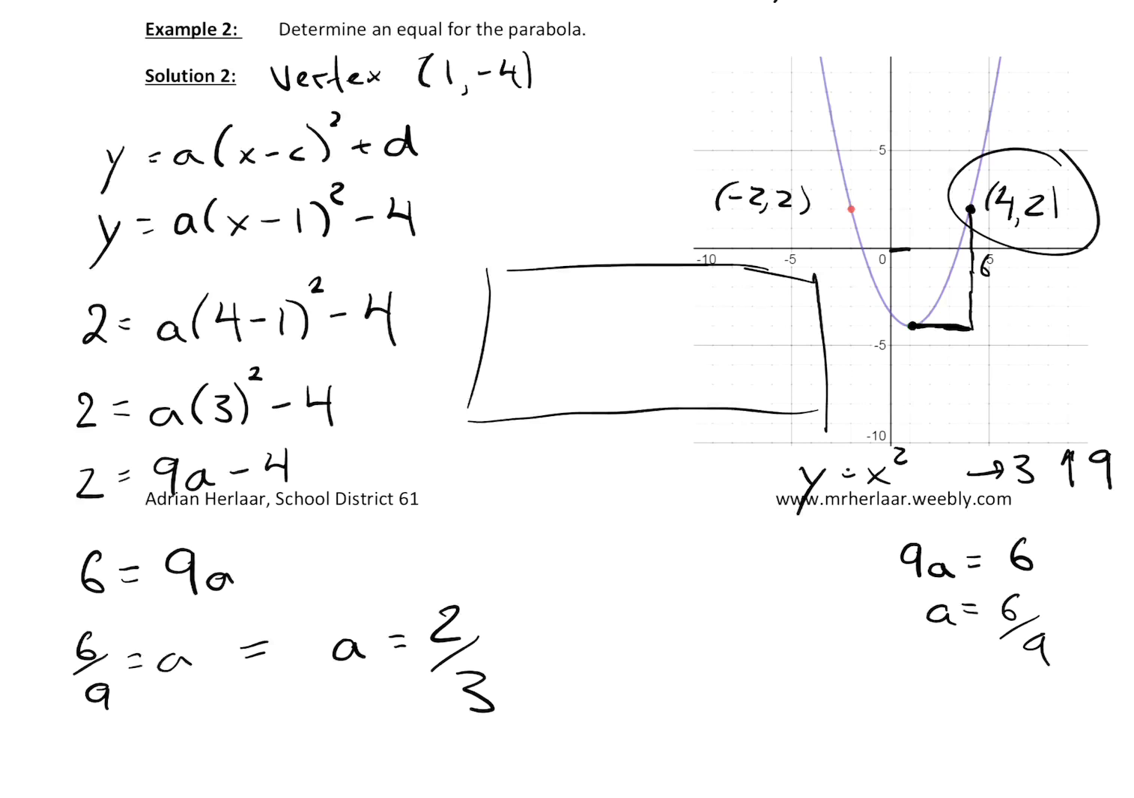So now what's the equation? y equals 2 over 3. It's positive because we open up. x minus 1 squared minus 4. We are done. So we're going to move on now to the next page.